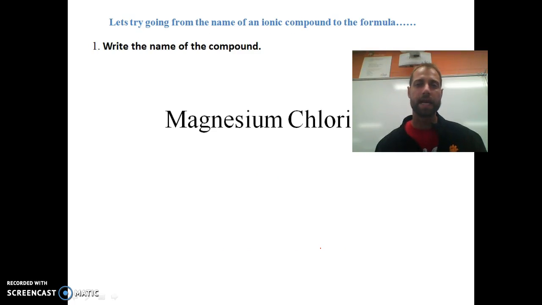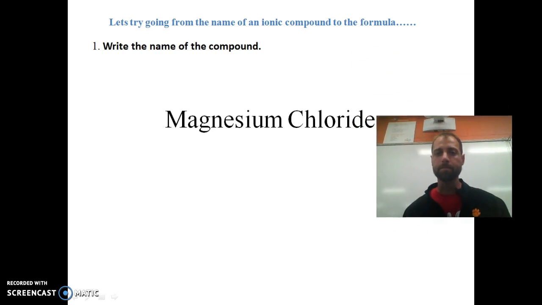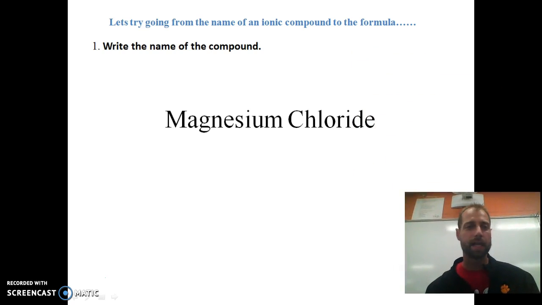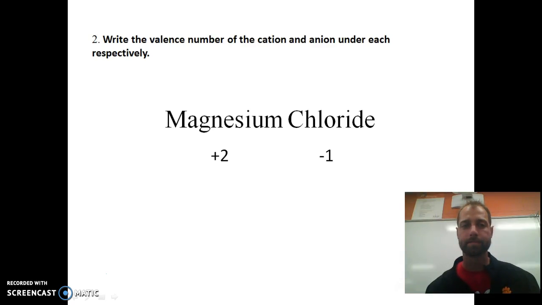Let's try going from the name of an ionic compound to the formula. First, we write the name of the compound. In this example, we have chosen magnesium chloride. We write the valence number, which can be found on your periodic table, of the cation and the anion under each respectively. The valence number for magnesium is +2. The valence number for chloride or chlorine is -1.